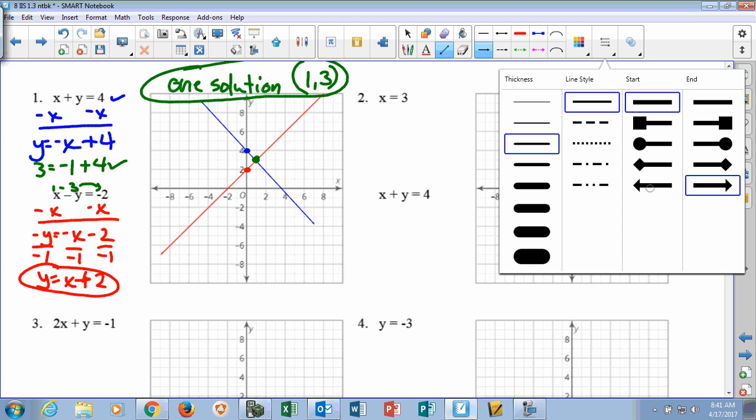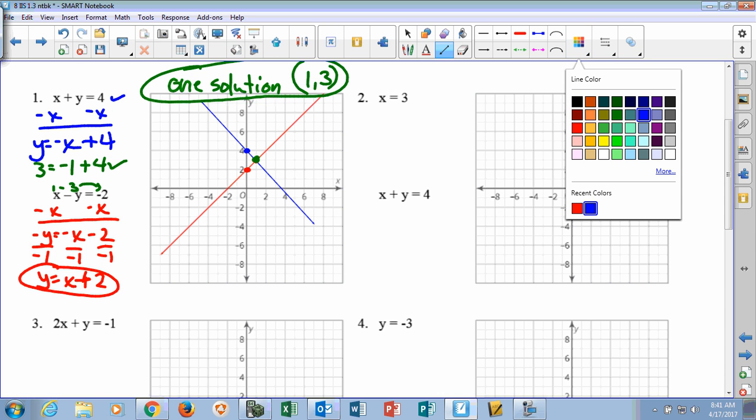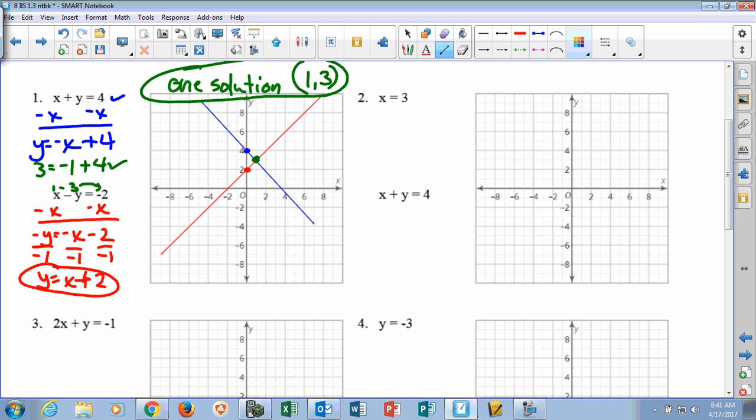I'm going to help you with it right now because a lot of you forgot. I heard someone just say it. It's a vertical line. So that means where x is 3, all the points that are at 3 make this true. So I want to make sure my line is right on the 3. So there you go. You got one done for you.